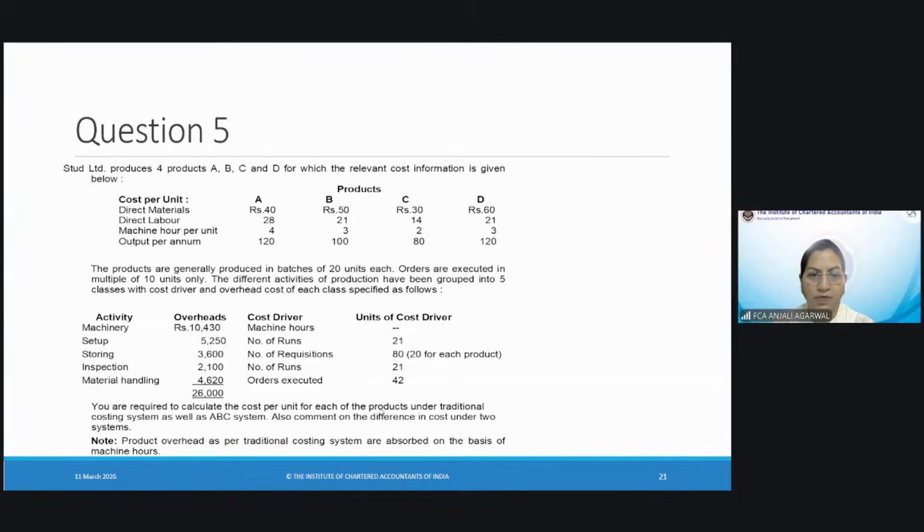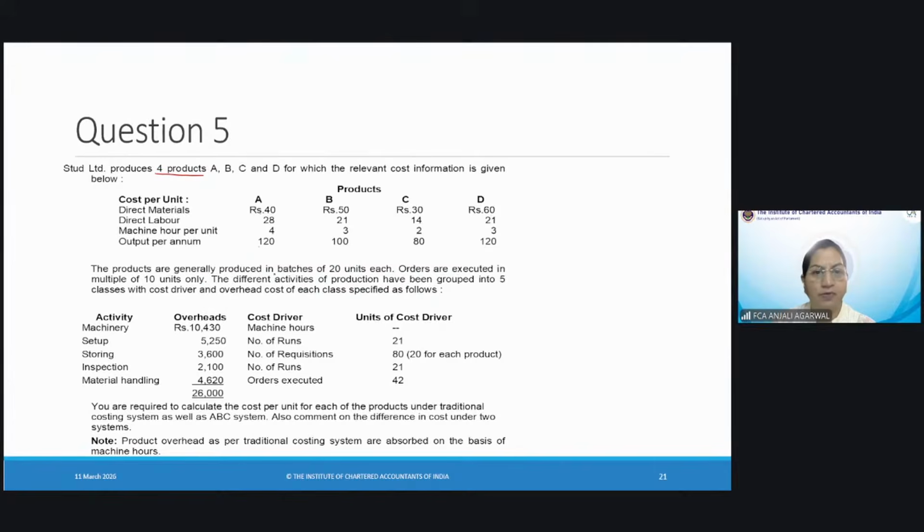Let us take one more question. It is slightly different in the sense here, once again, Stud Limited produces four products, A, B, C, D, and the cost information is given. For A, material, labor cost, machine hours per unit. How many machine hours are used and what is the output?